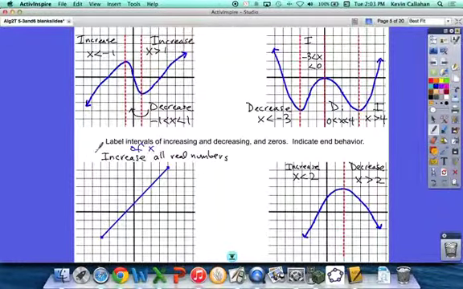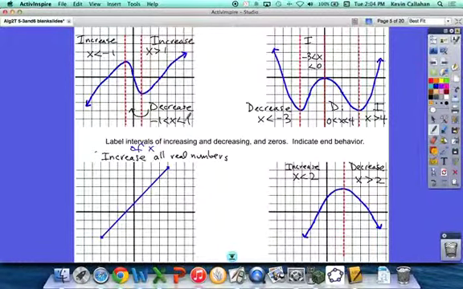So for this graph, it's increasing from the left side of the graph until it gets to which x value? -1. So you would say that it's increasing for x less than -1. And it's increasing starting here and going to the end of the graph, so you would say it's increasing for x greater than 1. And it's decreasing in between -1 and 1, right? And you say that by going -1 is less than x is less than 1.